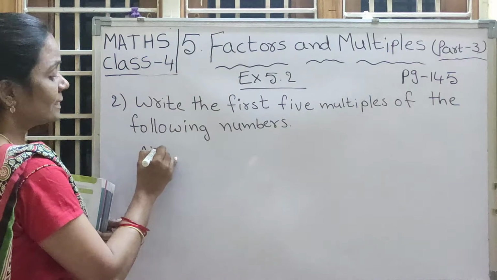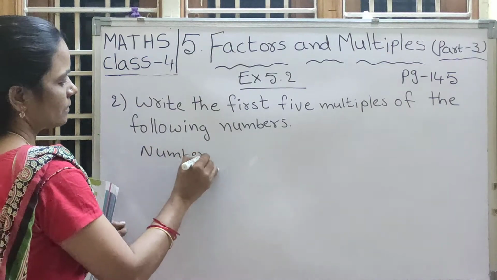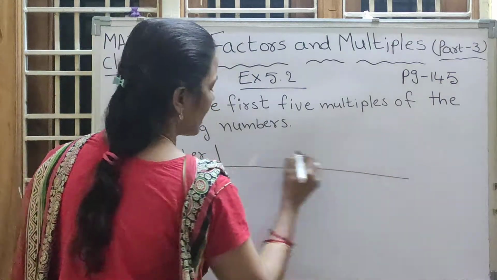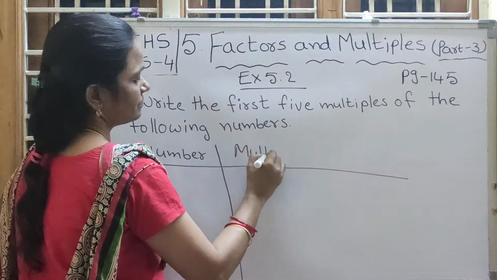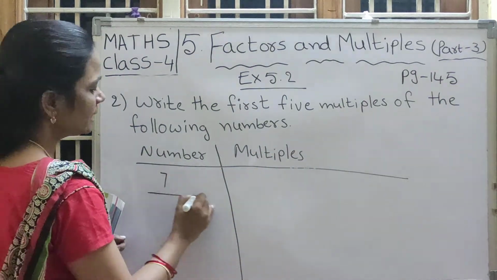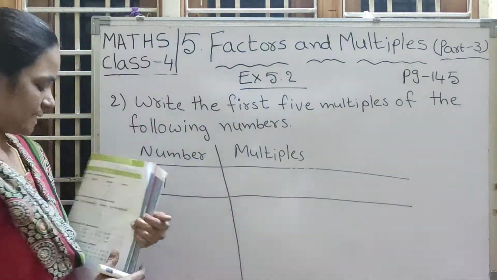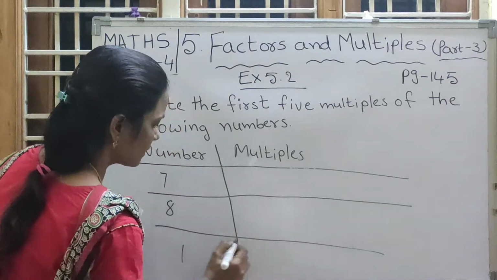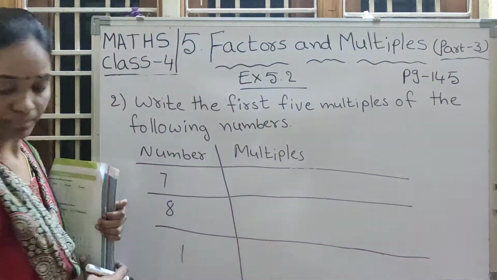Write down the multiples. Number 7, next is 8, next is 1.